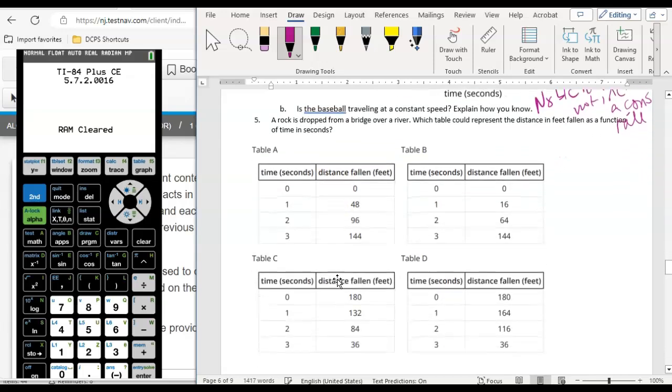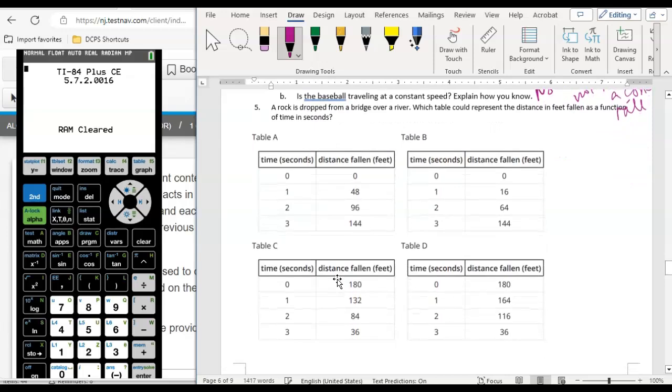All right, number 5, a rock is dropped from a bridge over a river. Which table could represent the distance in feet fallen as a function of time in seconds? So if we have a rock being dropped off of a bridge, then the distance in feet fallen is how far it has fallen. It doesn't have anything to do with how close it is to the water, right? That's not what it's asking. It's asking the distance in feet fallen. So this actually should be something that is increasing, so that can help us eliminate C or D. If it asks us for the distance from the river, then we would look at tables D and C.